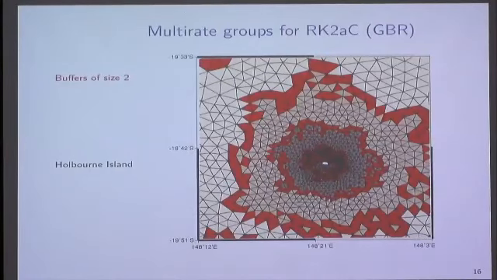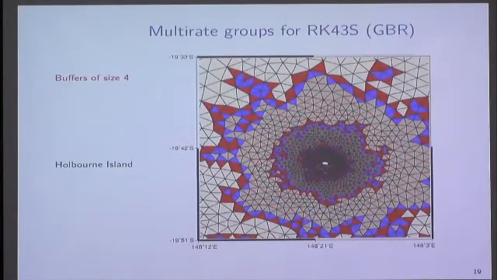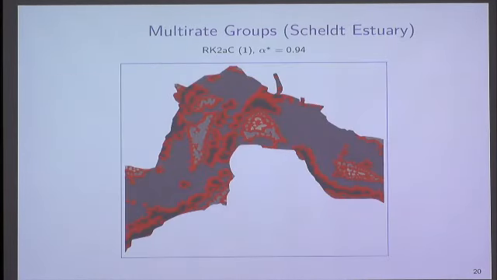So here, I'm sorry for the colors. Here are some multirate groups for a two-stage method in the Great Barrier Reef around the Holbourne Islands. Here you have buffer layers of 3, 4. This is for Schlegel with inner and outer buffer groups. This is in the Scale estuary.